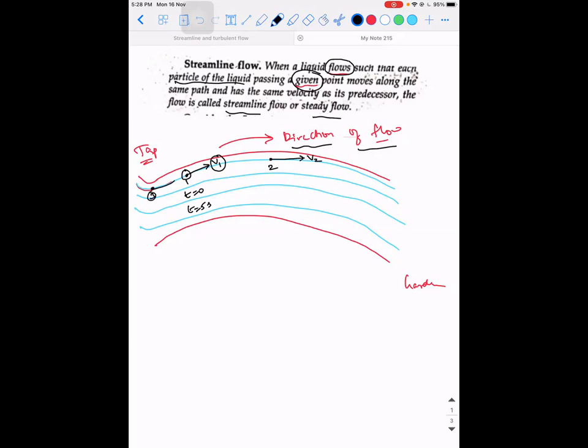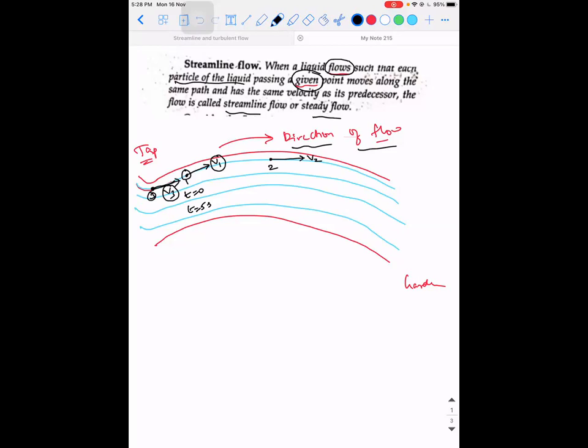Let's say this point is 3. If I try to calculate the velocity of the particle here, it is v3. Try to understand, guys. This is the velocity of which particle? Velocity of the third particle. So if the velocity of the third particle at point 3 is v3, what should its velocity be when it is reaching point 1 after 5 seconds?